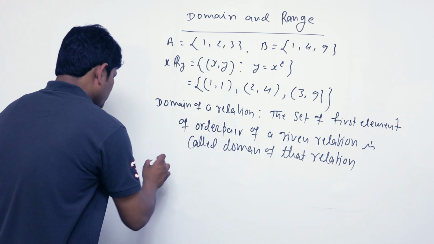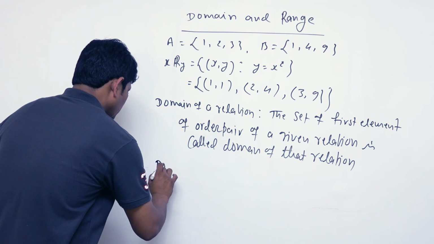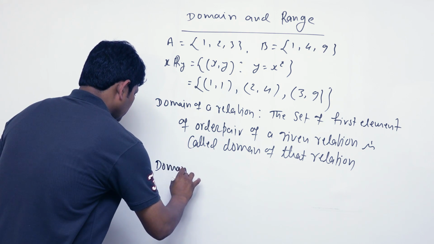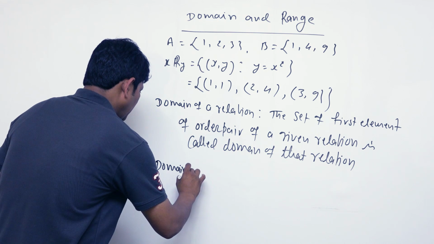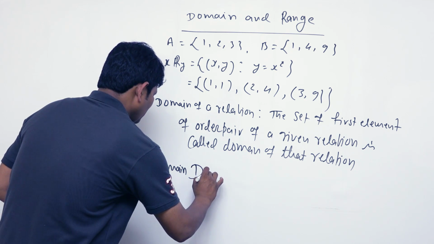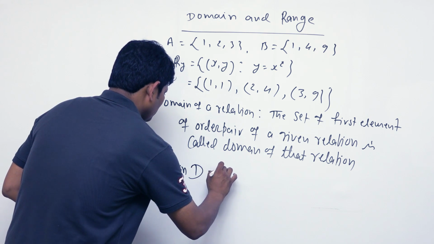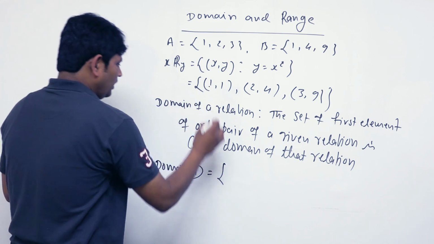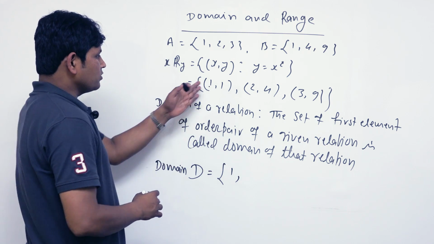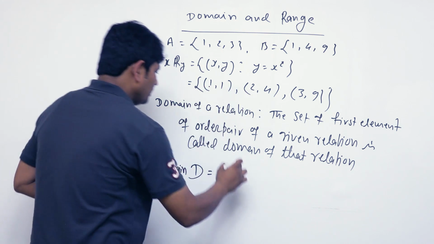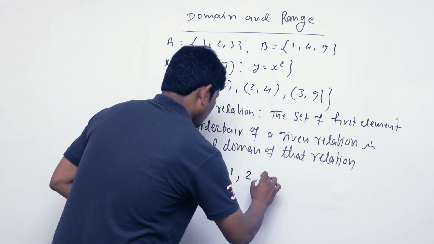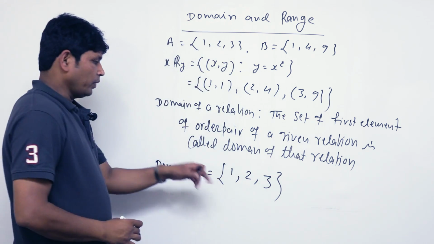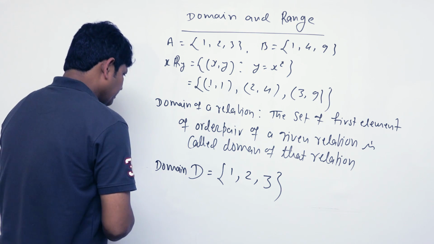So how can we write the domain? Domain of the relation, you can write it with a big D. Domain is equal to, how can I write? What is the first element? You have to just collect it. So 1, 2 and 3. This is the domain.